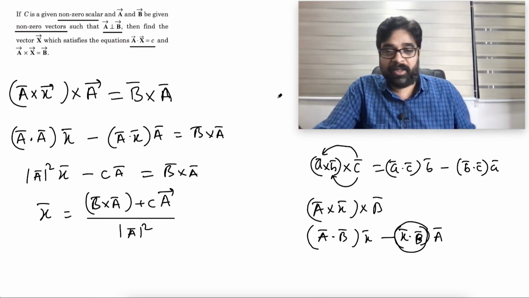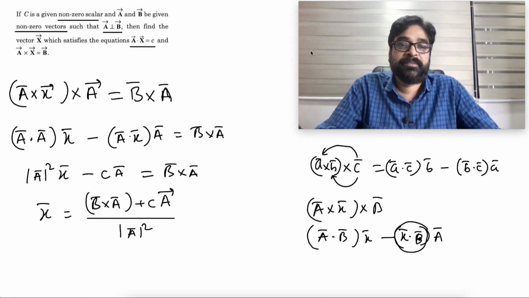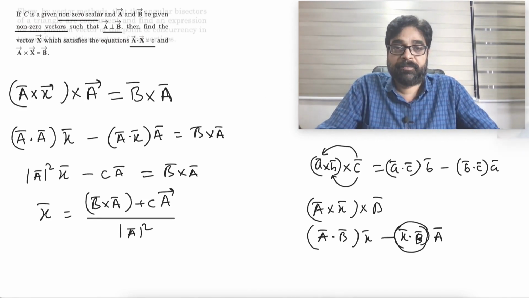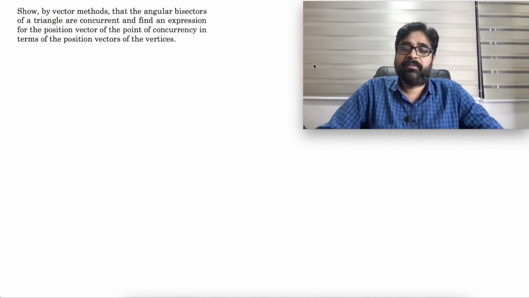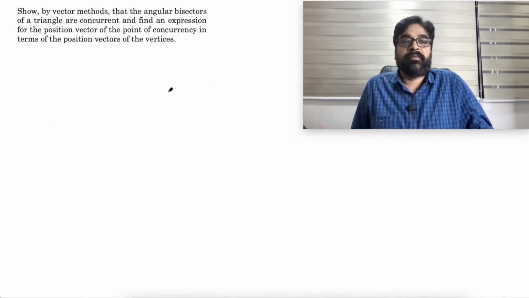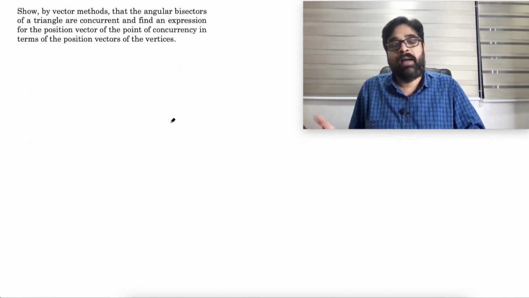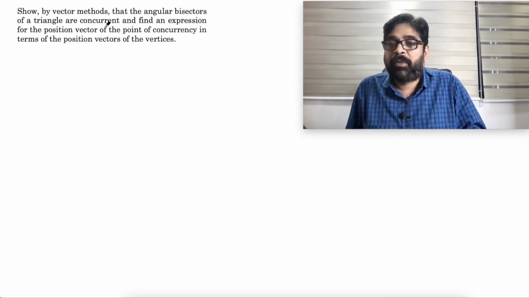So it was a simple question. This is called the equation based problem in vectors. Next question. This is again a very simple question. It's a very common question. This question can be solved by at least 3 different methods. I will solve only one method. That much time is not there. I will do one. Prove by vector method that angular bisectors of a triangle are concurrent.